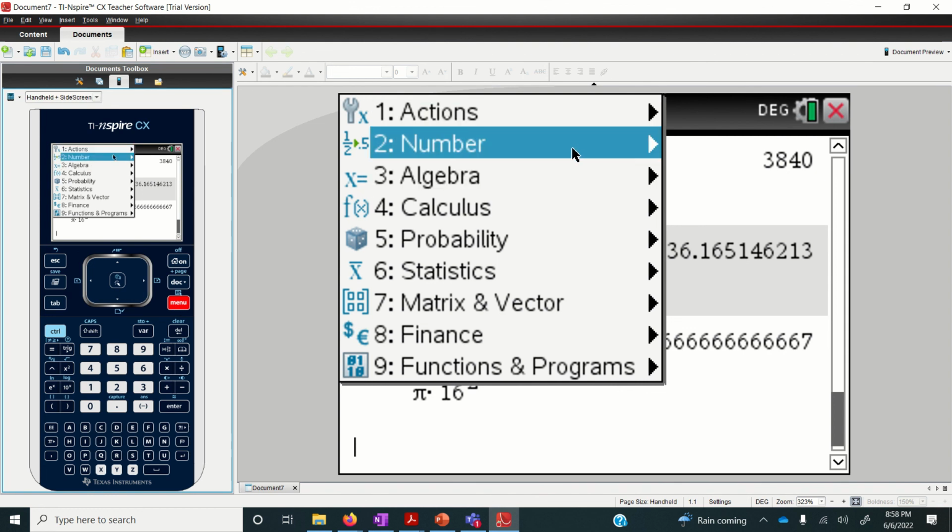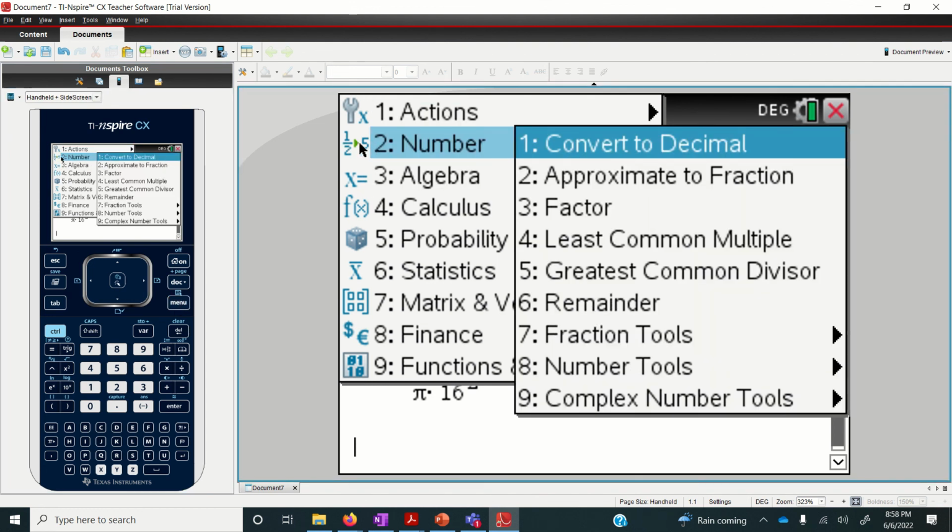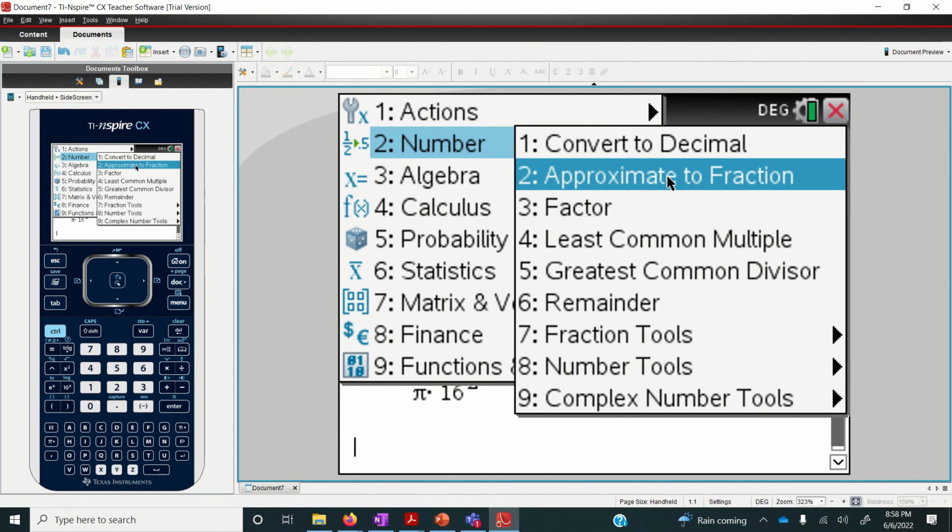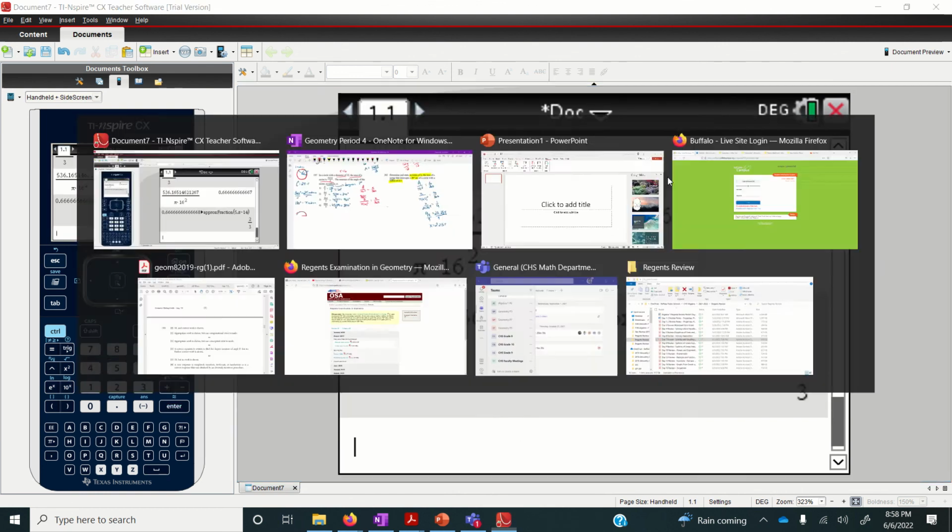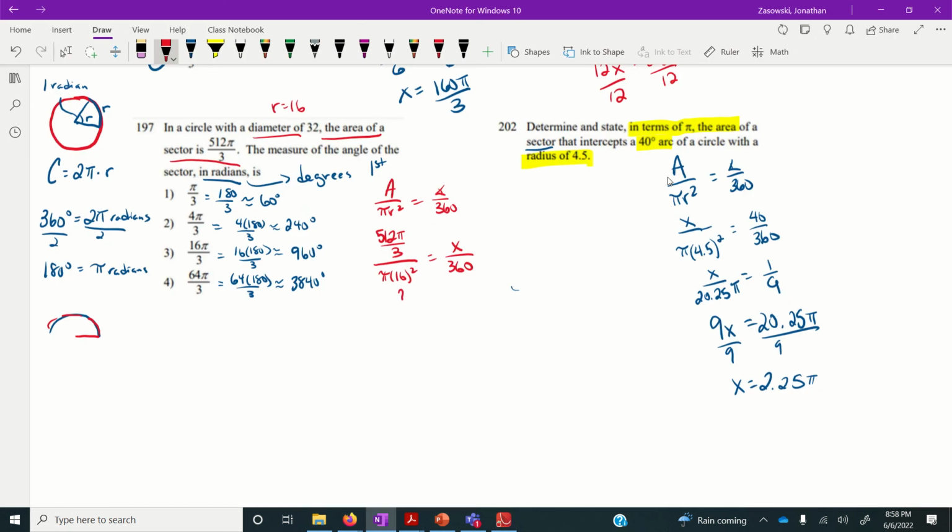If you want to convert to a fraction, we go to menu. Notice it has a little fraction to decimal option, so that's how we keep track of that. Approximate to fraction, and we get 2/3. So this whole thing is just equal to 2/3, and that's equal to x over 360, and then we can cross multiply and solve. So once again, 3x is equal to 2 times 360, which is going to be 720. And then when we divide by 3, we get x is equal to 240. And since that matches that number of degrees, our answer is choice 2.